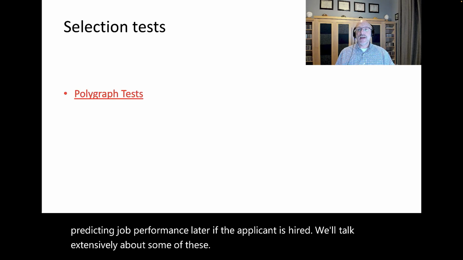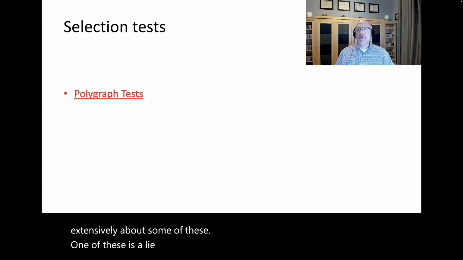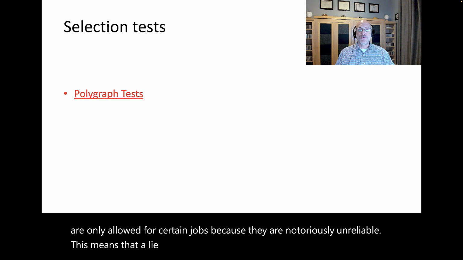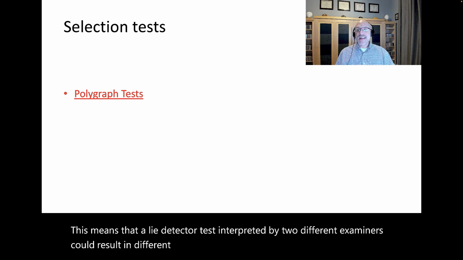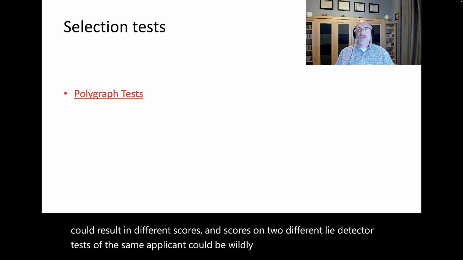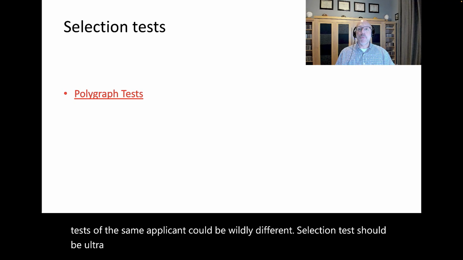One of these is a lie detector test, also known as a polygraph test. These are only allowed for certain jobs because they are notoriously unreliable. This means that a lie detector test interpreted by two different examiners could result in different scores. And scores on two different lie detector tests of the same applicant could be wildly different. Selection tests should be ultra reliable. We're making important decisions based upon their scores.